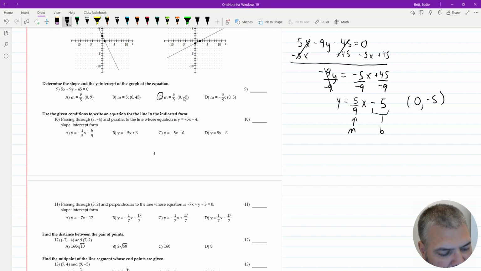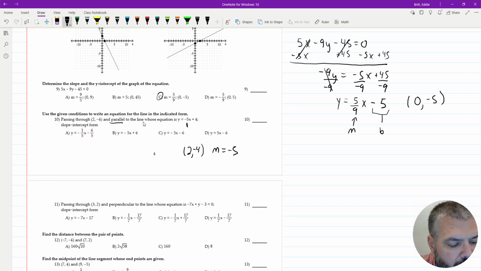Use the given condition to write an equation for the line in the indicated form. Passing through 2, negative 4 and parallel to the line whose equation is y equals negative 5x plus 4. So parallel lines have the same slope. So my new line is going to have a slope equal to negative 5. And we also know that it's going to go through the point 2, negative 4.